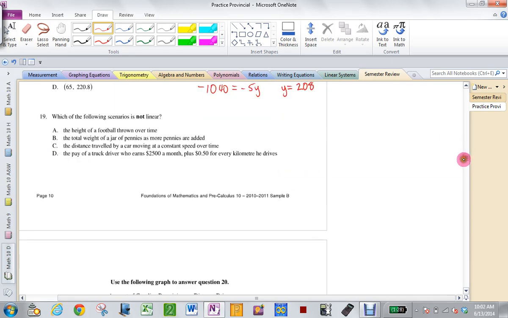Once again, even though it looks different, which of the following is not linear? Doesn't make a line. Well, you already know that one is a line because we already did that question. You already know constant speed is a line. And you already know that a truck driver that's paid for every kilometer he drives is a line. So it has to be A.